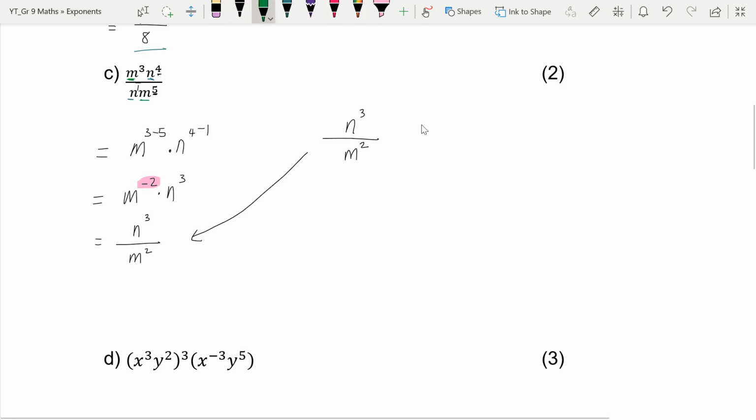How does that work again? So at the top, we've got m times itself 3 times. And at the bottom, we've got m times itself 5 times. So that m divided by that m just gives you 1, 1, 1, and there's 2 m's left at the bottom. And obviously we can follow that same logic with our base of n. So however you do it, it just needs to make sense to you.